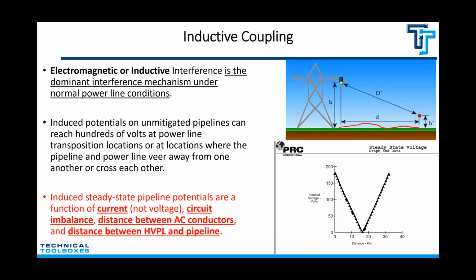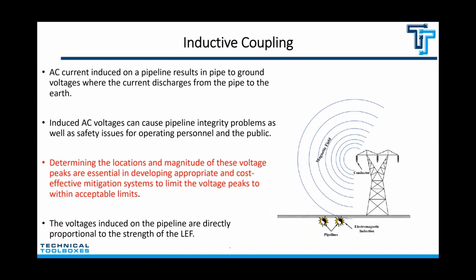And this right here, just to add one from the PRCI model, that's a graph of a level of interference. This one goes about 32 kilometers. You can see as high as about 180 volts on either side, and of course you've got zero down here in the middle. We're going to look at how we model some of this in a little bit, but that's kind of what we're looking to do. All these things are going to affect that: the current going through the wires, that's a big one; any circuit imbalance we might have, that's going to have a big impact; the distance between the phase wires themselves; and of course the distance between the pipeline and the power line.